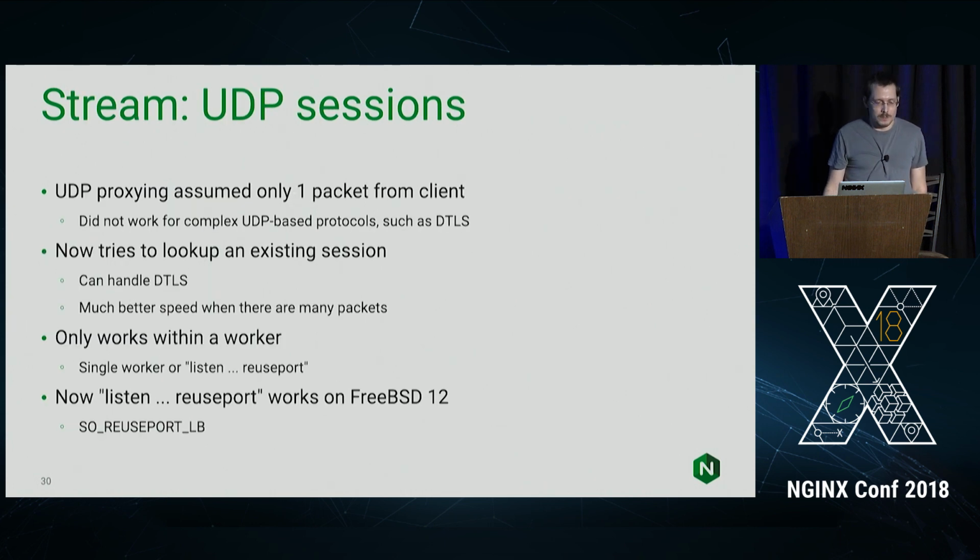In the stream module, we've greatly improved UDP proxying. Previously, UDP proxying assumed there would be only one packet from a client. If there were two or more, these packets were proxied independently, appearing as completely unrelated packets for the backend server. This is okay for simple protocols like DNS, but doesn't work for complex UDP-based protocols.